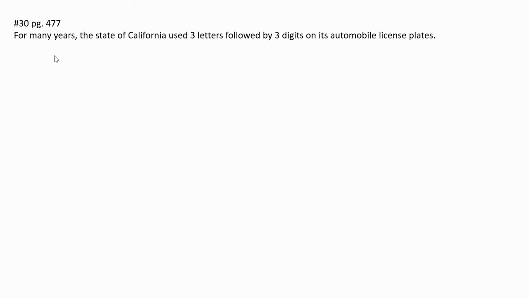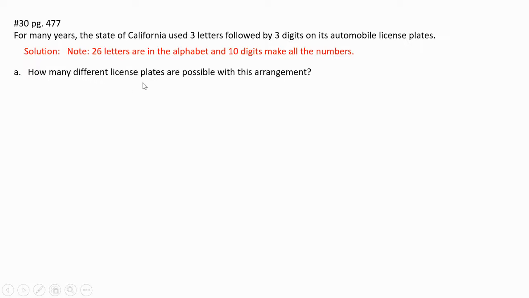Okay, now this is number 30 on the same page. For many years, the state of California used 3 letters followed by 3 digits on its automobile license plates. Note, 26 letters are in the alphabet and 10 digits make all the numbers. How many different license plates are possible with this arrangement? So these are my 3 letters followed by my 3 digits.